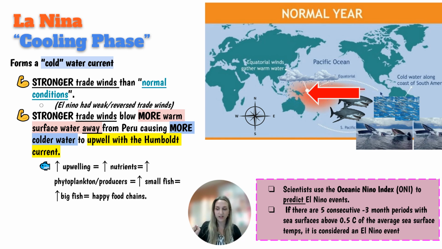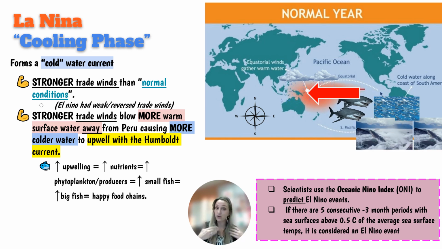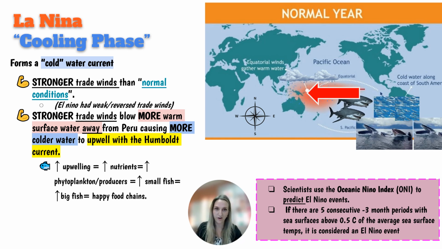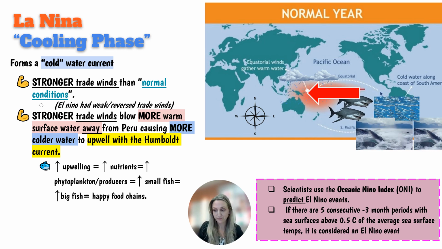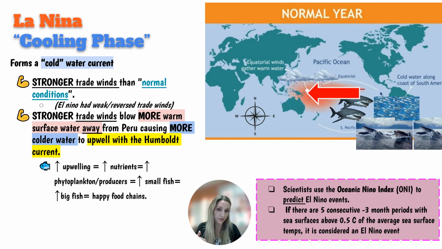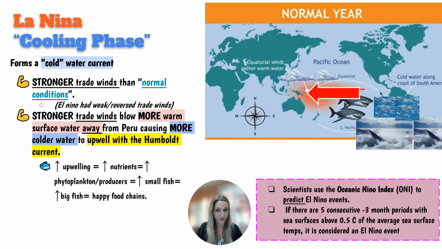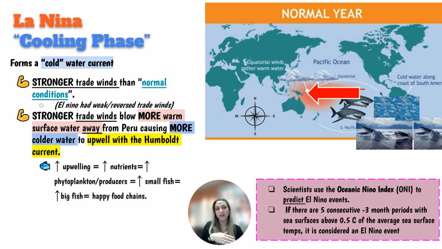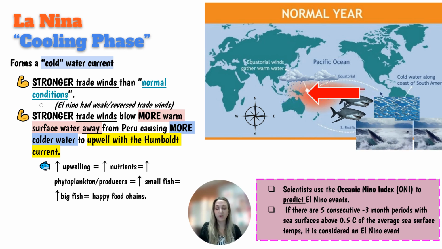Okay, so we need to focus on the trade winds. They normally blow from east to west. What happens then in terms of upwelling? And then when those get reversed or even weakened, the lack of upwelling. And then La Nina, a much stronger version of normal.